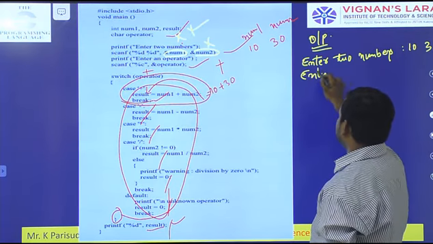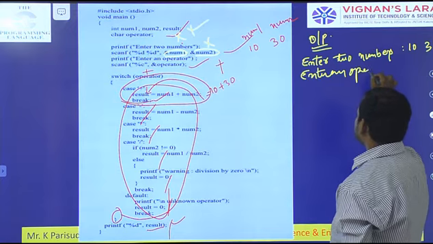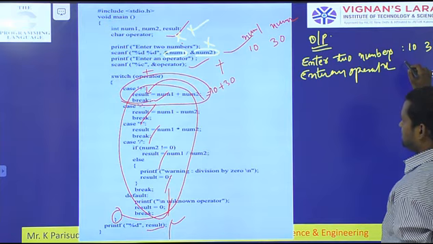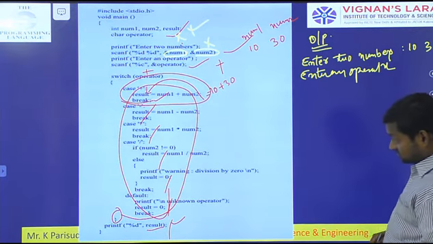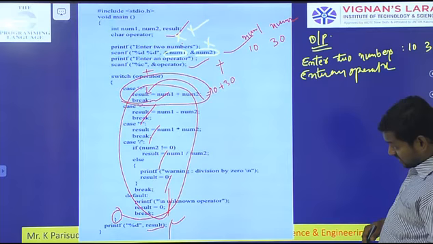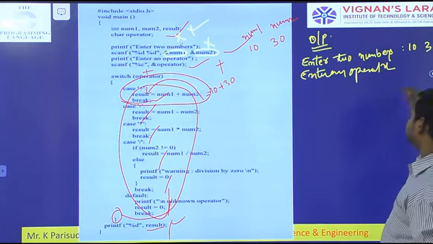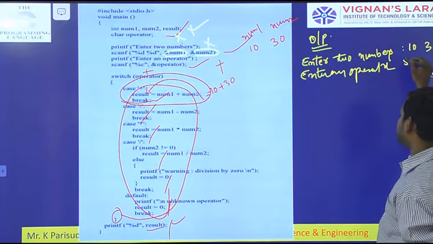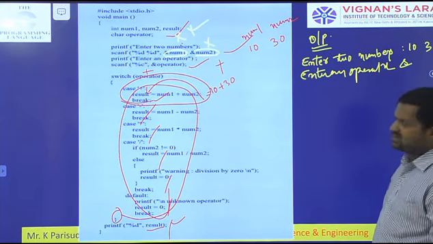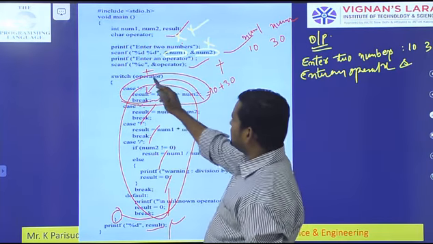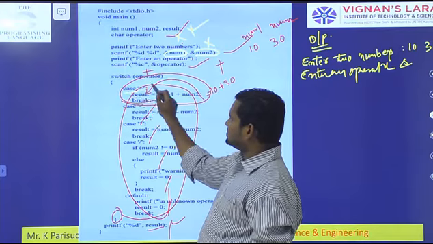What will it print? Enter an operator. We are entering the operator at this particular time. I give an operator, ampersand. Ampersand is an operator. What will it print? The ampersand comes here as the operator, which checks case 1.